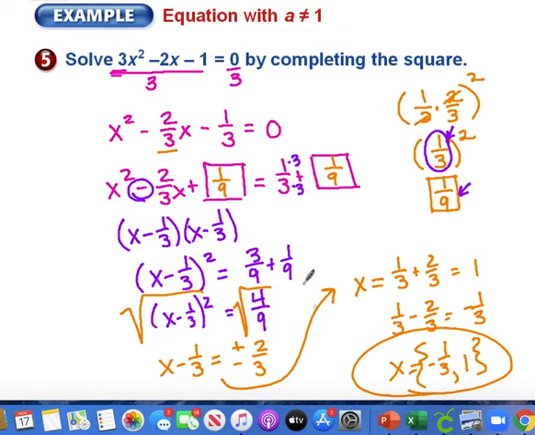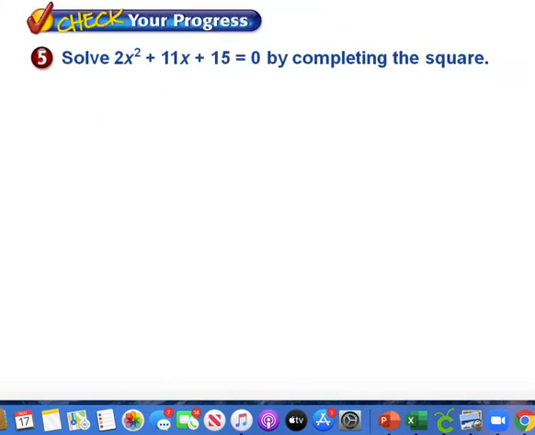So you see the long process. Feel free to pause the video if I'm going a little too fast. All right, so you want to check your progress here. So go ahead and pause the video and try this one, and then you can pick it up and check your work. So the first thing I'm going to do is divide out my a. Get rid of that 2.